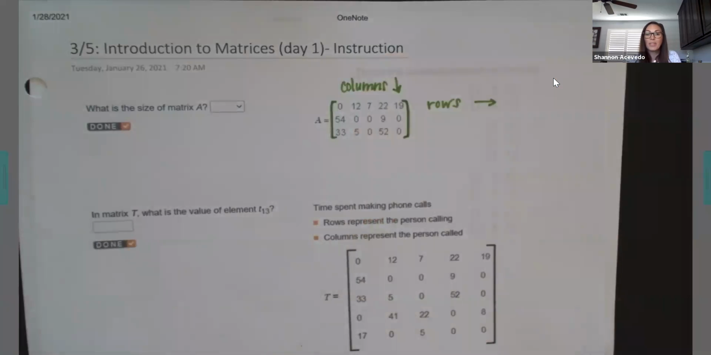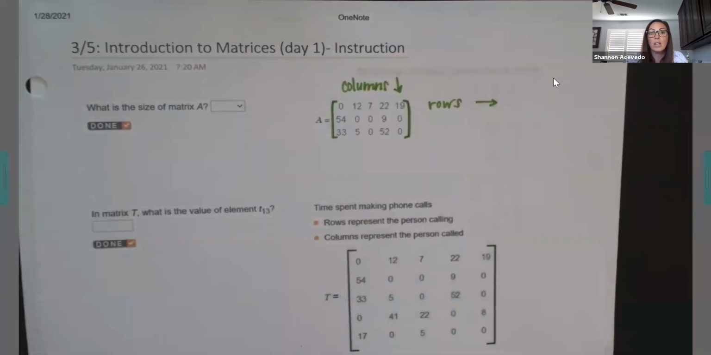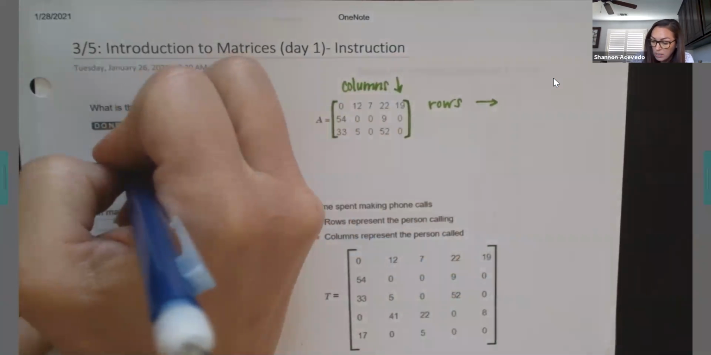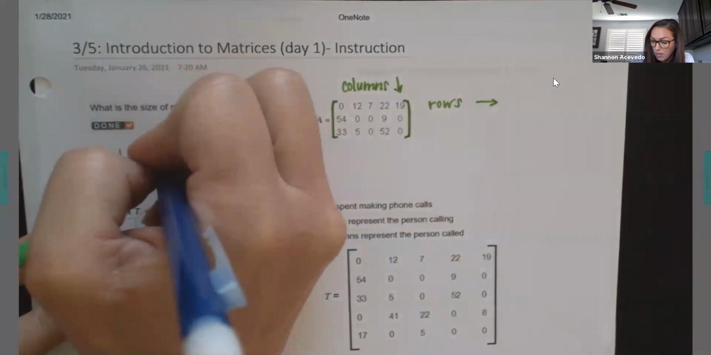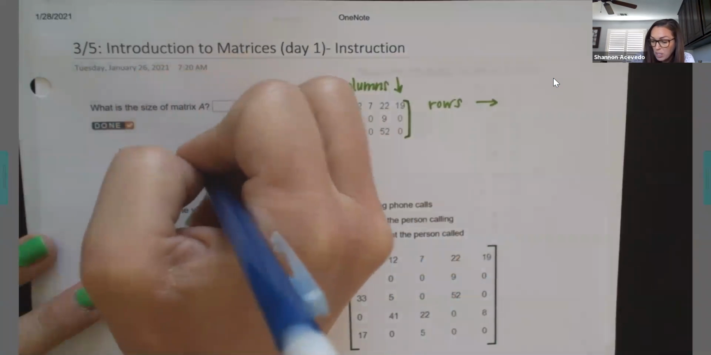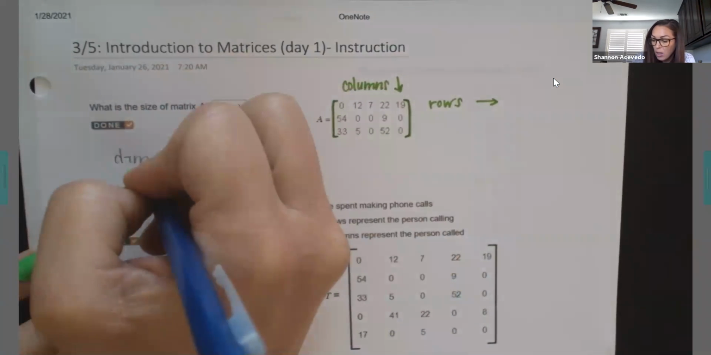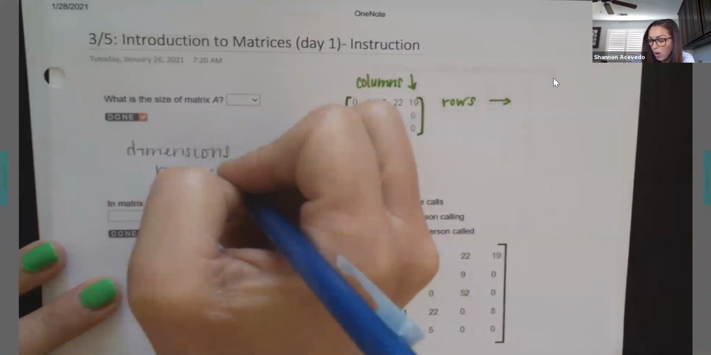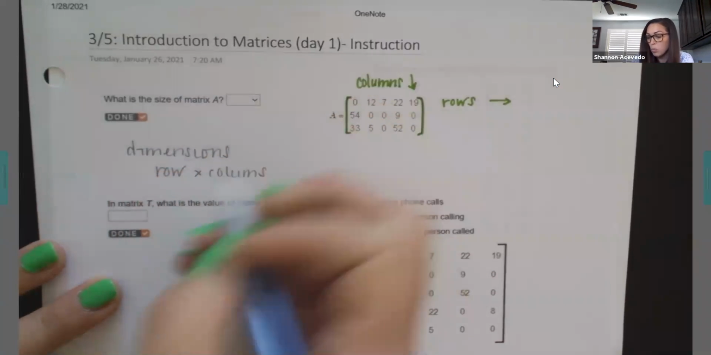When we talk about the dimensions of a matrix, the size of a matrix, because they could be different sizes, we call that the dimensions of the matrix. And the dimensions are always going to be the number of rows by the number of columns. So it's rows by columns.